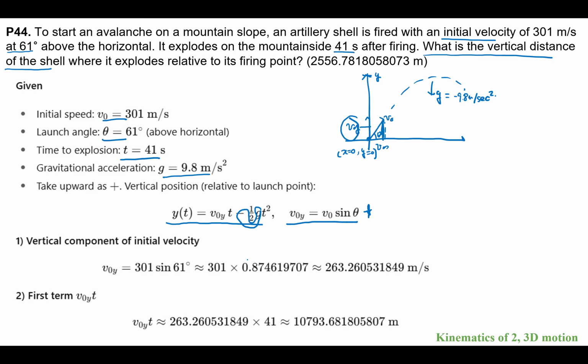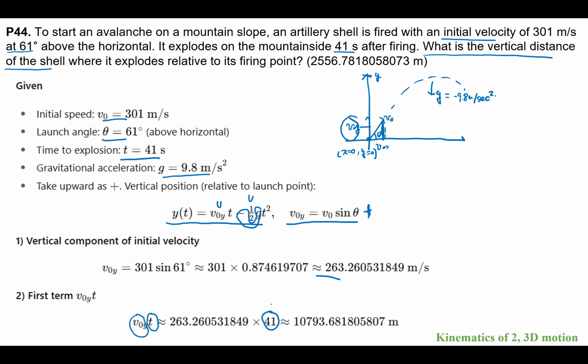Okay, so we need to find out v0y, the initial vertical direction velocity, which is given by this number. Then we need to calculate two terms, this term and this term. For the first term, we know what v0y is, and we know what t is. T is given as 41 seconds.